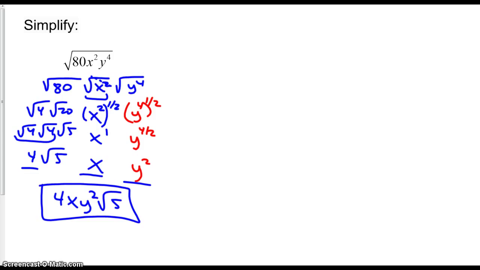Okay, so that's a good way to do this. Kind of split it off into things, and then think of it as the square root is cutting the exponent in half because it's multiplying by 1/2.